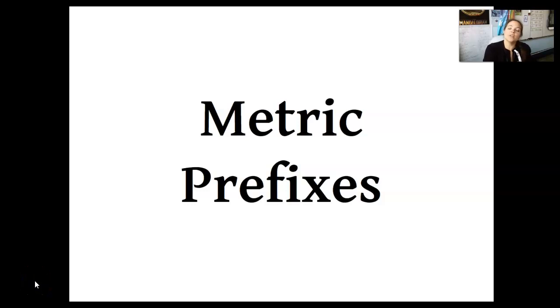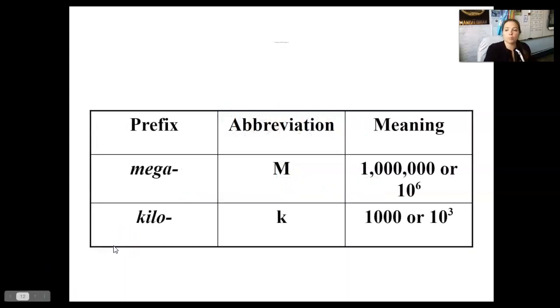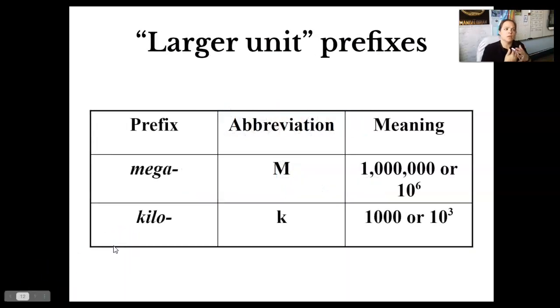Hello. So we're doing Math 1, Part 2, Metric Prefixes. Prefixes is just the letters or words in the front, and this is a prefix. It goes before. You're going to see the larger units. You've got mega and kilo.